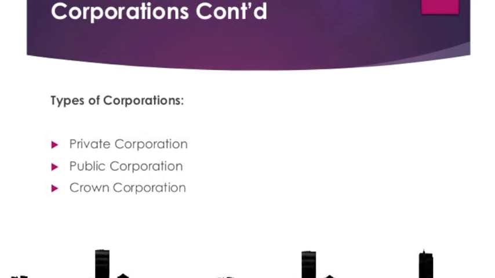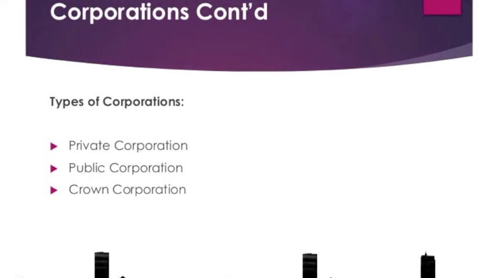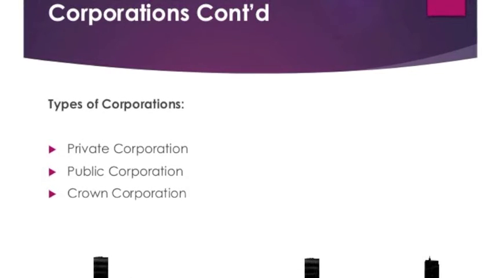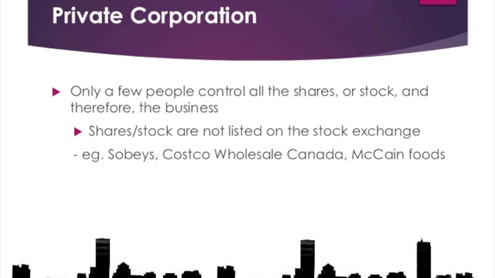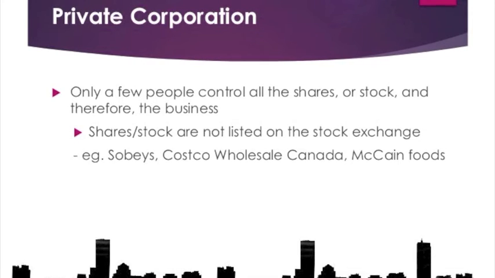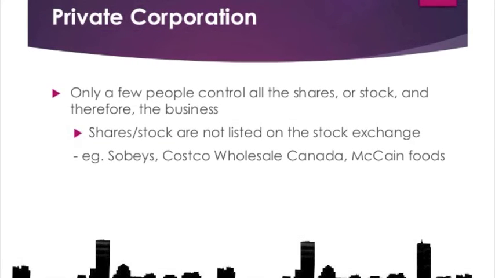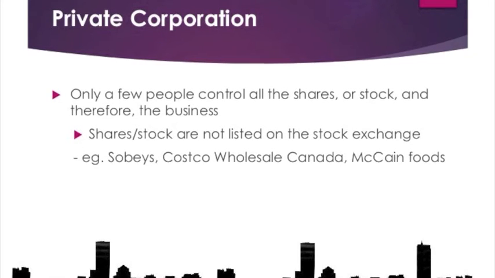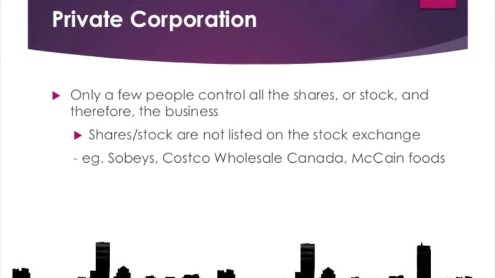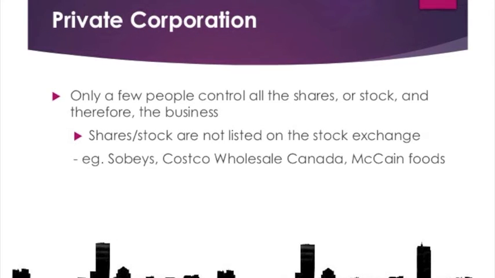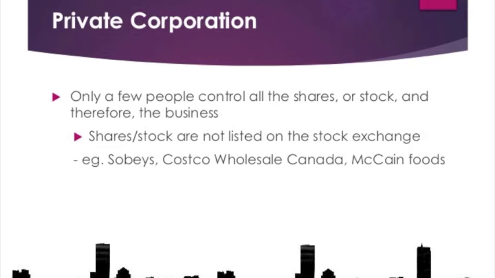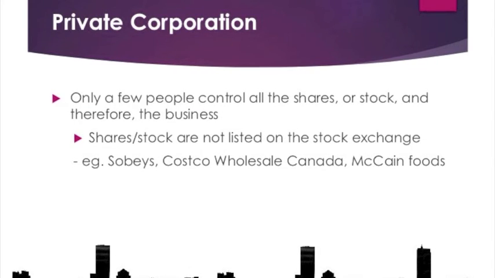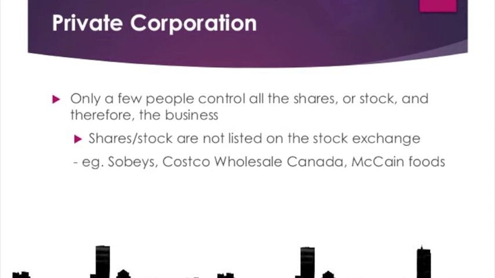There are three main types of corporations: a private corporation, a public corporation, and a crown corporation. The first one we'll look at is a private corporation. In a private corporation, only a few people control all of the shares or stock and therefore control the business. Shares and stock are not listed on the stock exchange. That means that random people cannot invest or buy shares of this company. It is private to the owners. Examples are Sobeys, Costco, and McCain.